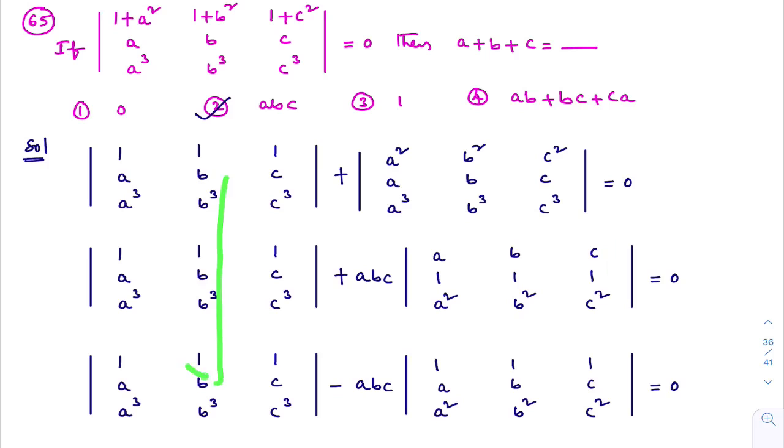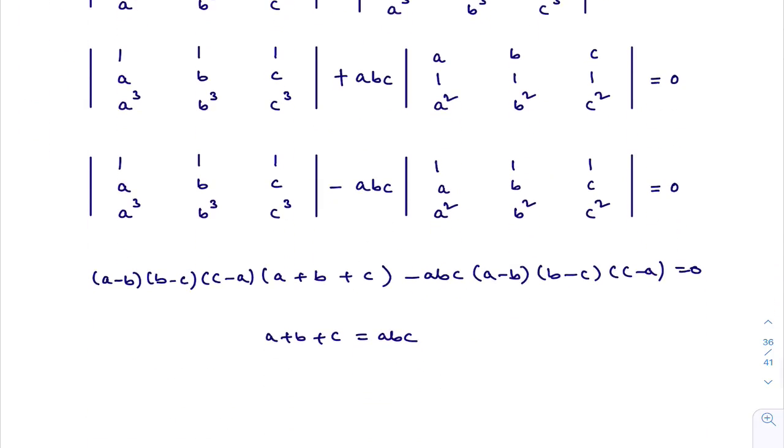This part is as it is, no simplification. In this step, I have taken a common, b common, c common from the first column, second column, third column. Here I just interchanged the second row and third row. Then the determinant changes its sign. Right. Now further, see in the tips and tricks part, we have this directly.